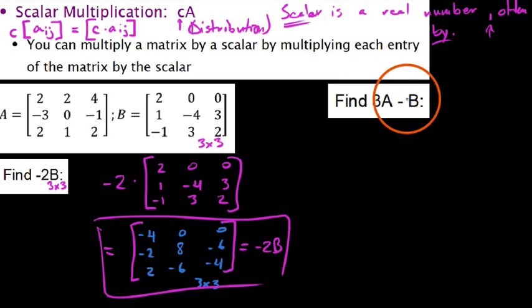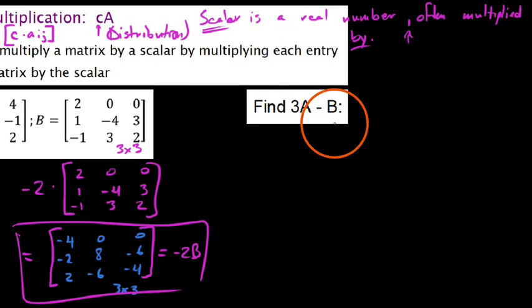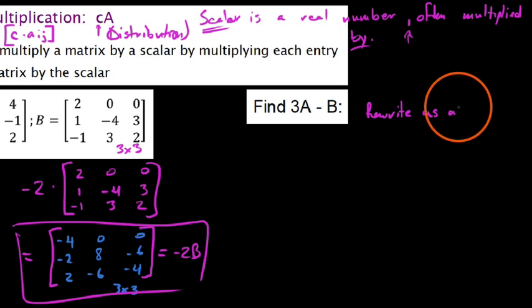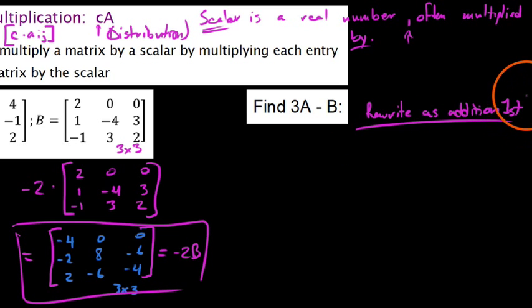Now looking at this next expression, 3A minus B. Recall from my last video when we talked about matrix addition, matrix addition is what is defined, and subtraction is not truly defined. So what we're going to do is rewrite as addition first. I'm going to make a little note here, as addition first. We'd say 3A minus B is the same thing as 3A plus a negative 1 times B.